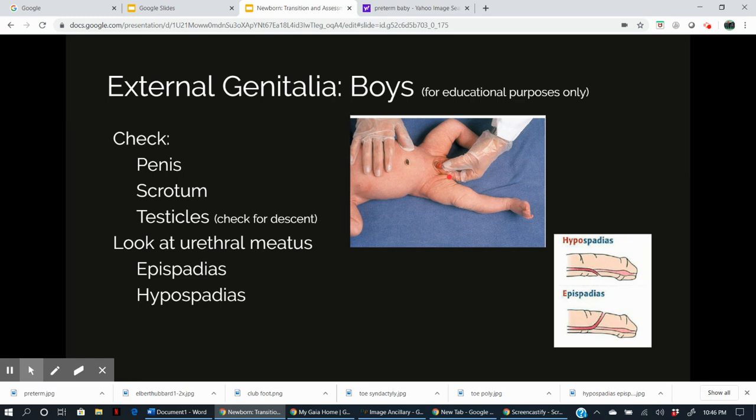Undescended testicles are common in preterm infants. If they do not descend, they stay inside the baby's abdominal contents. And that's a problem because the testes need a cooler temperature in order to be able to produce sperm. And so they need to descend. Sometimes you'll find that the left is last, so you'll feel the right testicle, but not the left. Sometimes it's in the inguinal canal, but if we don't find both testicles, we refer to the pediatrician and we anticipate orders for an ultrasound to see where those testicles are.